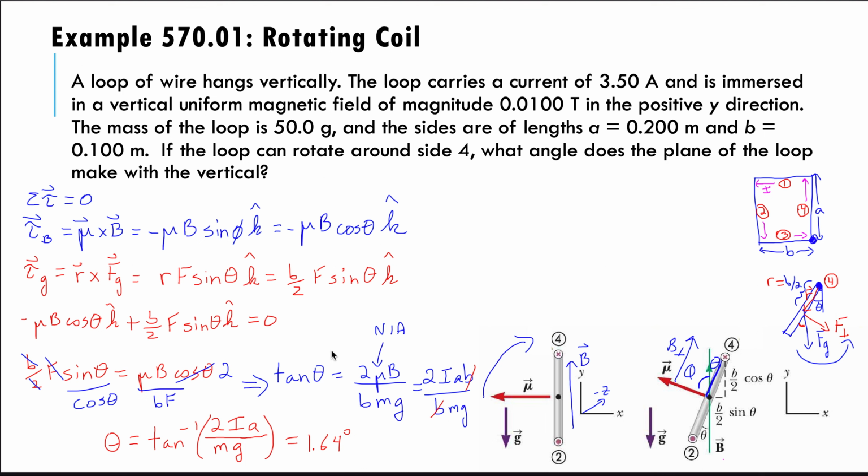So I just wanted to go over this example so we could practice working with the definition of mu cross b to find a torque, and it also brought in some Physics 1 concepts such as static equilibrium, which are always fun problems to solve.